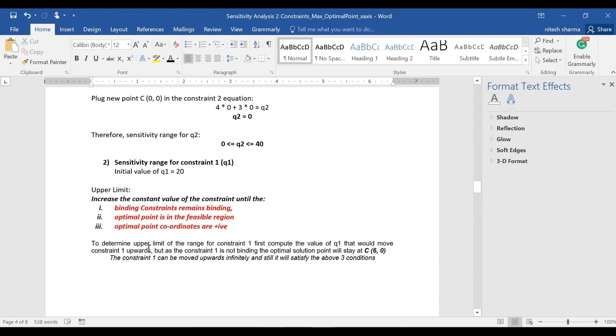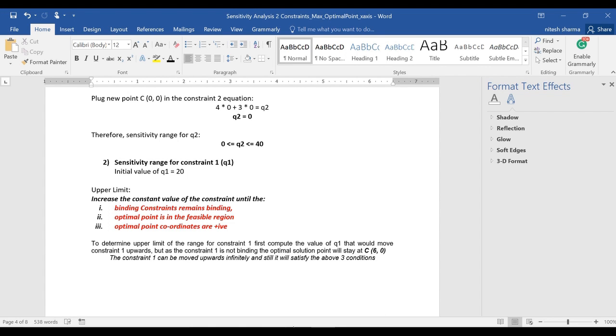Now, to determine the upper limit of the range for constraint 1, we first compute the value of Q1 that would move constraint 1 upwards. But as we saw that constraint 1 is not a binding constraint, the optimal solution will stay at C (6, 0). Nothing happens to the optimal solution point. And constraint 1 can be moved upwards infinitely, and still it will satisfy the above three conditions.